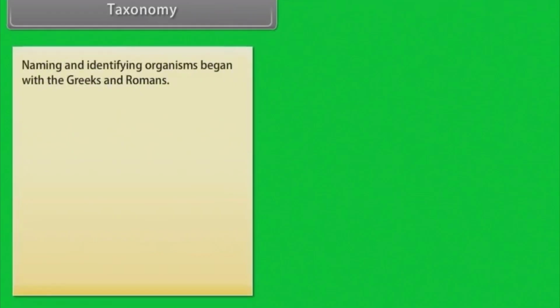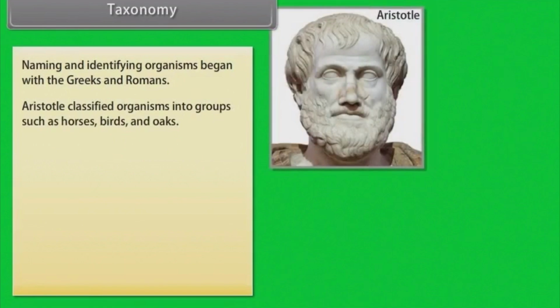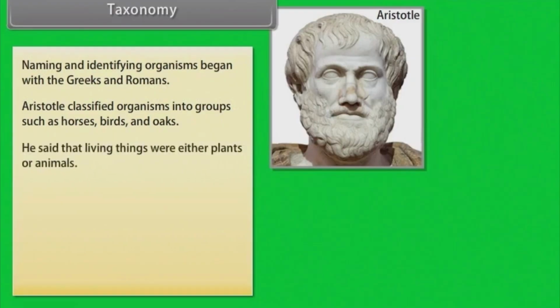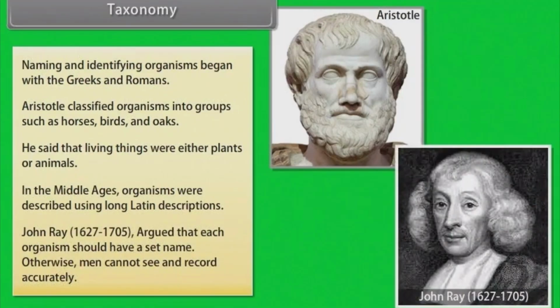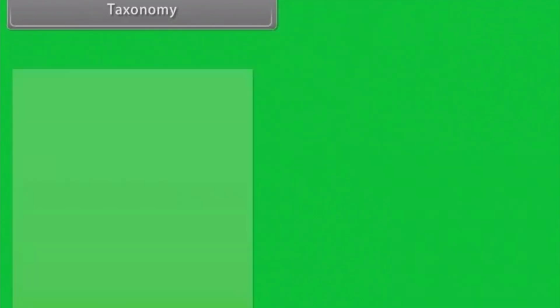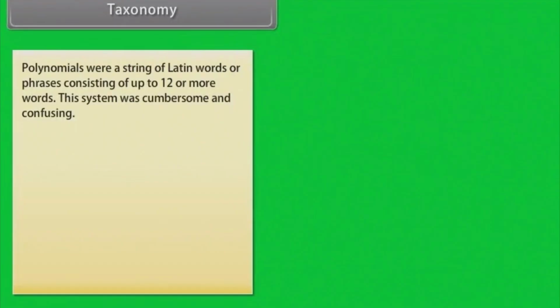Taxonomy. Naming and identifying organisms began with the Greeks and Romans. Aristotle classified organisms into groups such as horses, birds, and oaks. He said that living things were either plants or animals. In the Middle Ages, organisms were described using long Latin descriptions. John Ray, 1627 to 1705, argued that each organism should have a set name, otherwise men cannot see and record accurately. Polynomials were a string of Latin words and phrases consisting of up to 12 or more words. This system was cumbersome and confusing.